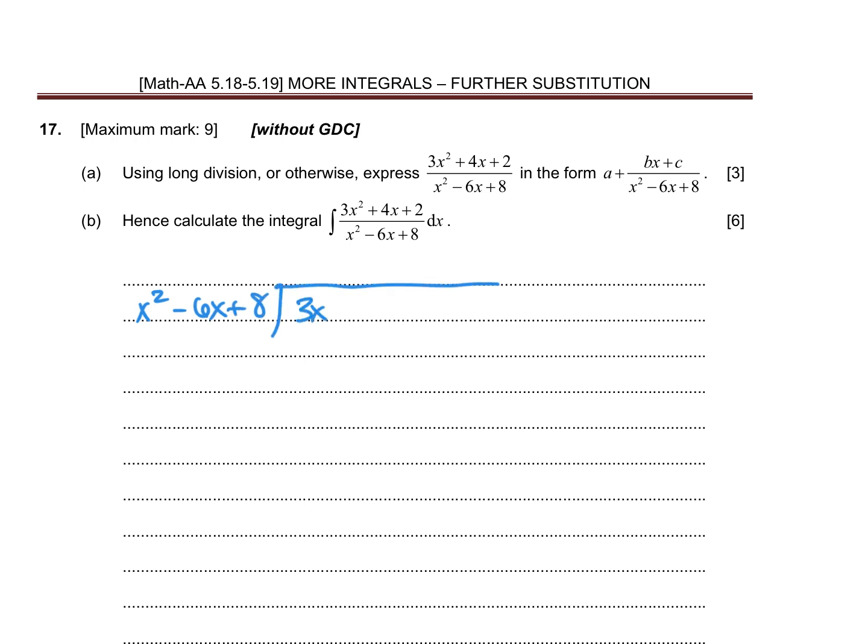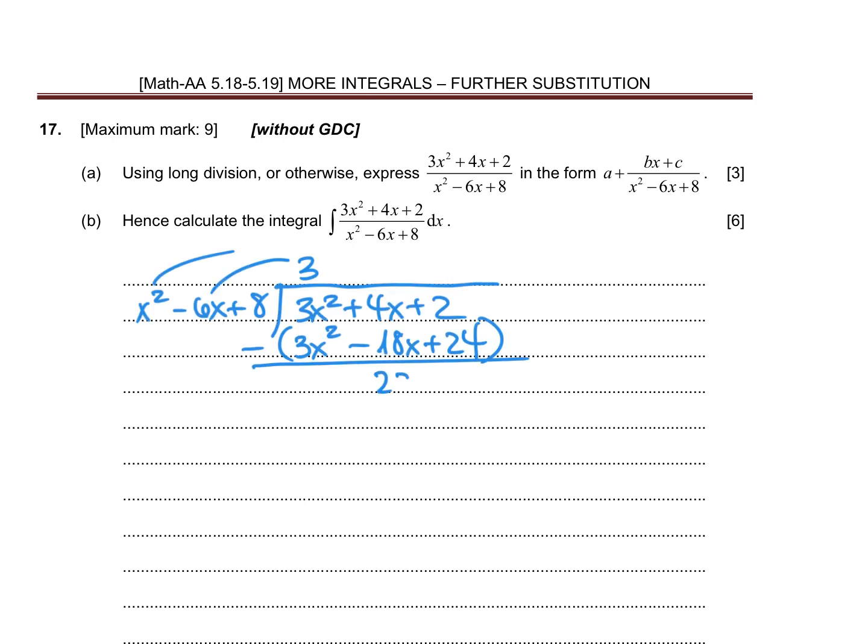So 3x squared plus 4x plus 2. So that's 3. That's just 3. So that's going to be, when we multiply the 3 to everything, 3x squared minus 18x plus 24. And we're going to subtract this. So that's going to be 0, 22x, and 2 minus 24, which is negative 22.